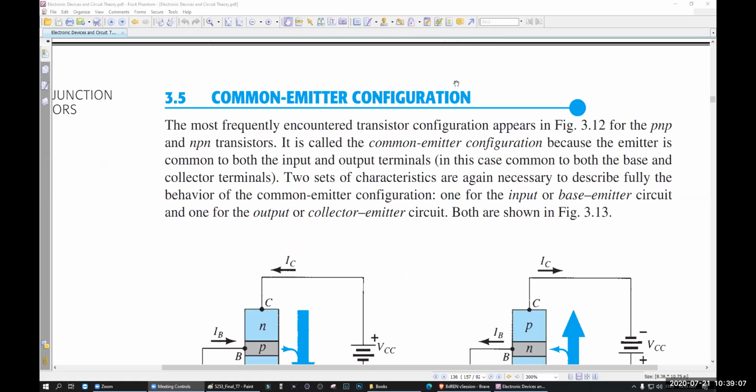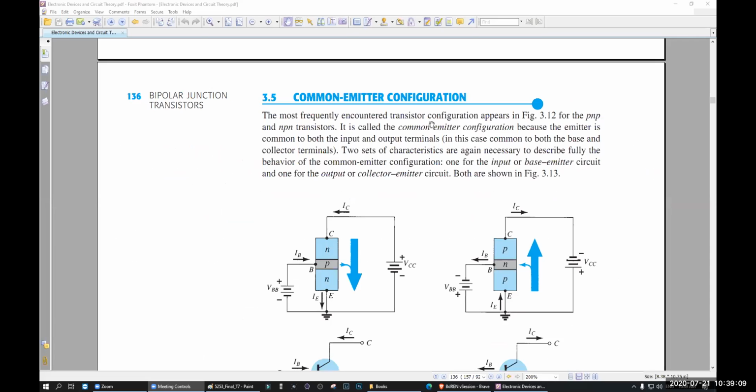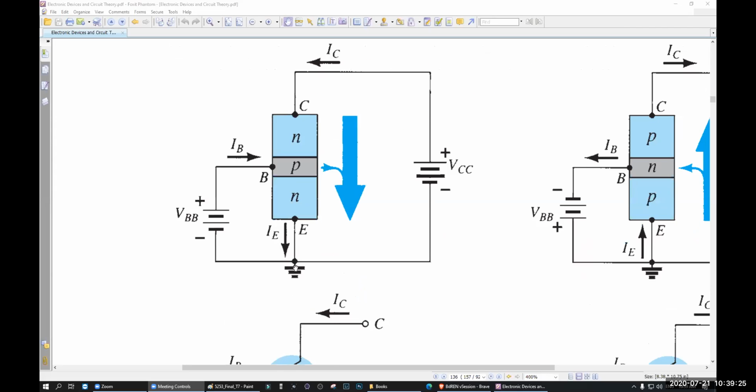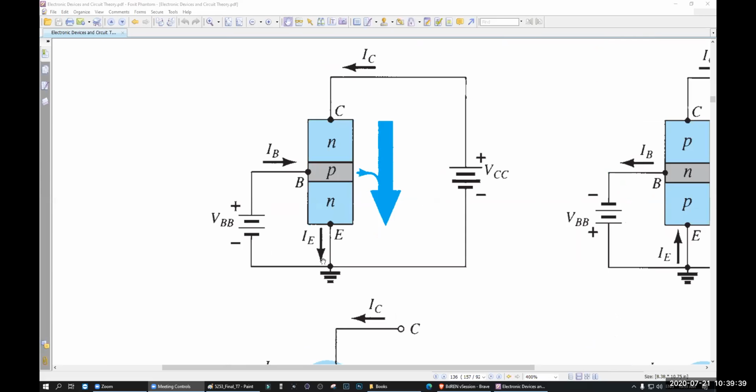Now, next configuration will be common emitter configuration. This is the configuration we use most of the time. This is the configuration we use 99% of the time for NPN and for PNP. Okay, this is the common emitter. That means that your emitter is common in both circuits. Previously, your base was common in both circuits. Now your emitter is common. Here, in this circuit, your emitter is here. In this part, your emitter is here. That's why it's called common emitter configuration.